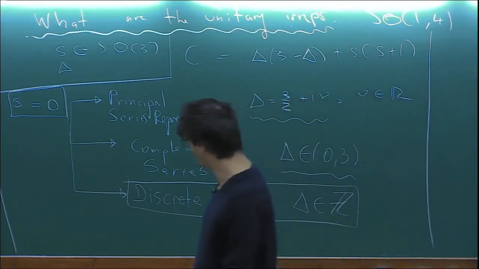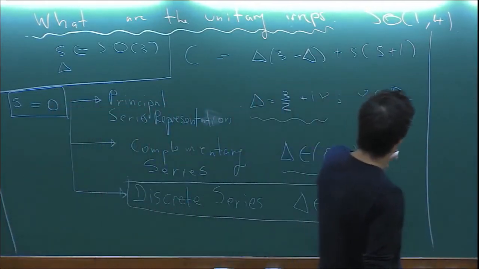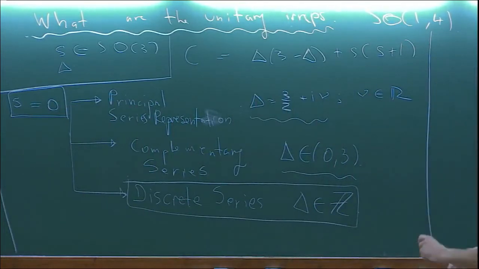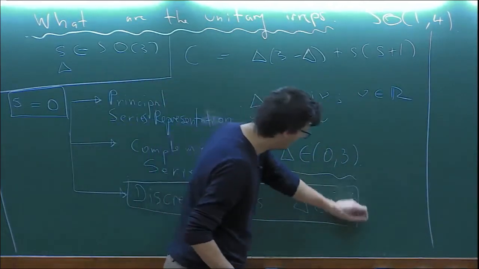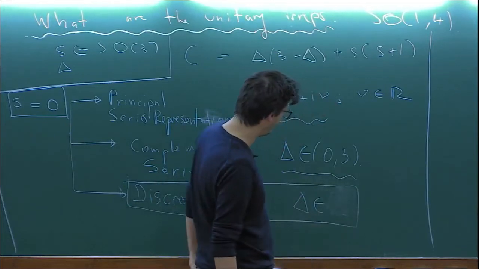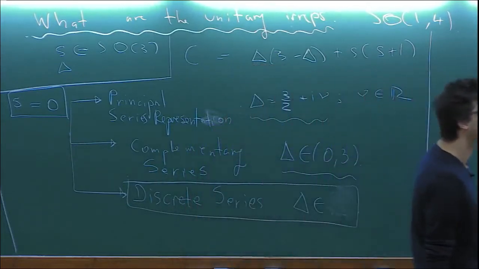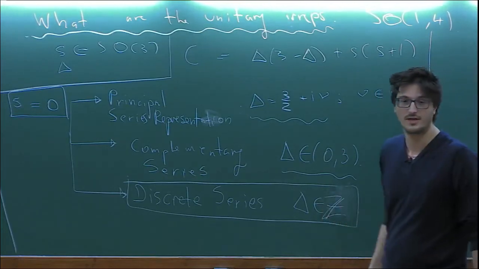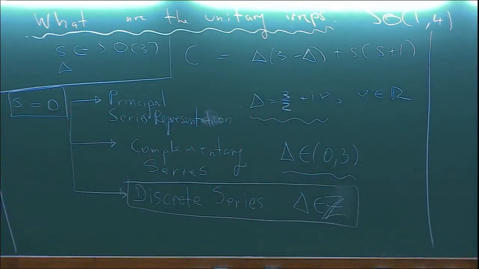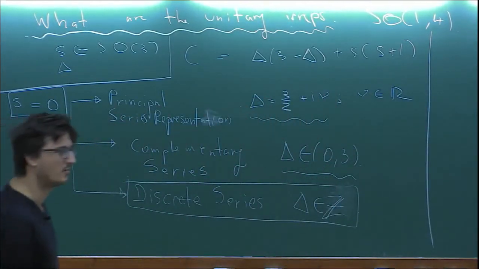But okay, so now let me talk. Oh, sorry, yeah. This is a good question. Delta is between 0 and 3 for spin 0. Therefore, for spin 0, I think delta has to be an integer greater than 3 or less than 0. If not, it's in the complementary.